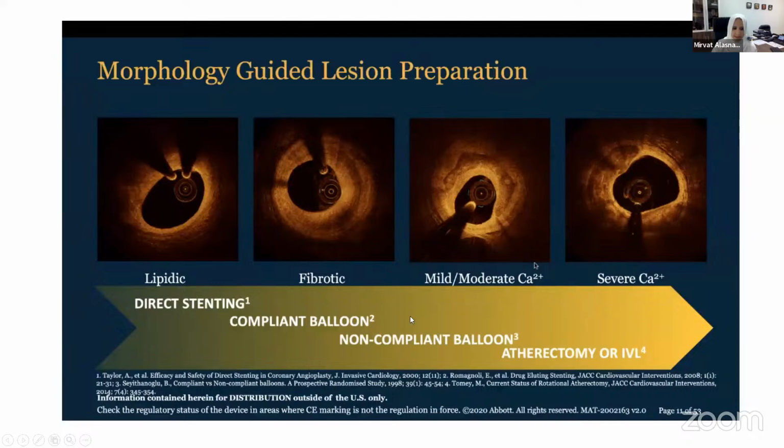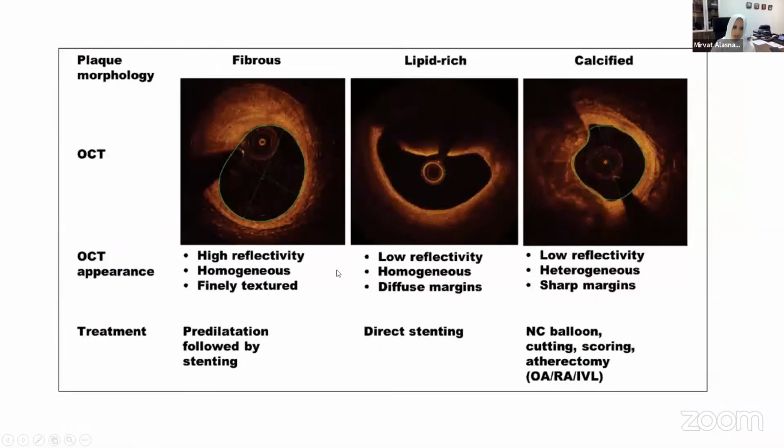When we look at a lipidic lesion, for example, you can conceivably just do direct stenting without pre-dilatation. When you look at fibrotic lesions, you probably do want to do some form of dilatation, either a compliant or a non-compliant balloon. My go-to is usually a non-compliant balloon. And then you look at the calcification: how significant is it? Is it mild, moderate, or severe? As we get to more severe, as you see in the last frame over here, this is more than 180 degrees, closer to 200. You want to look at the thickness and the depth, and we'll get into it in a minute. You probably want to be considering atherectomy or IVL.